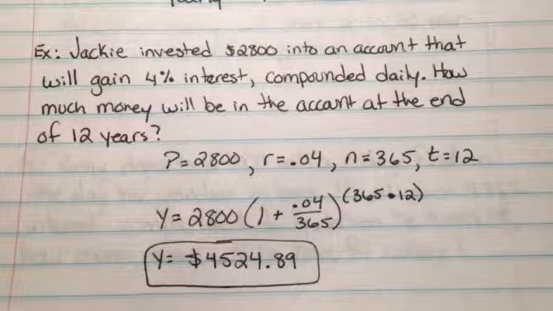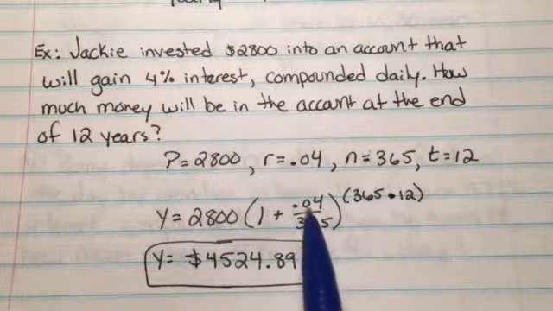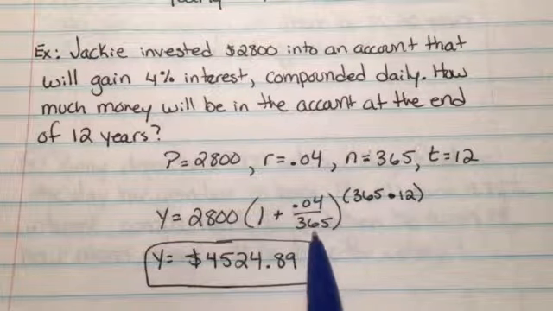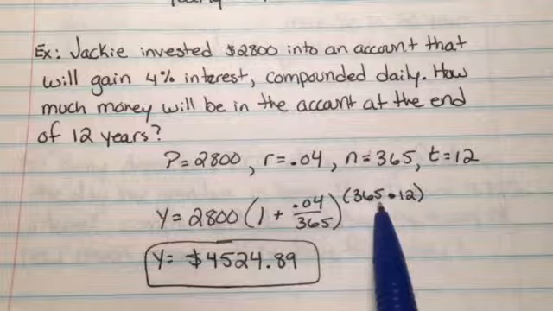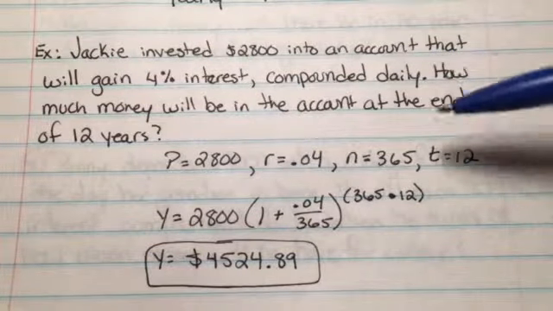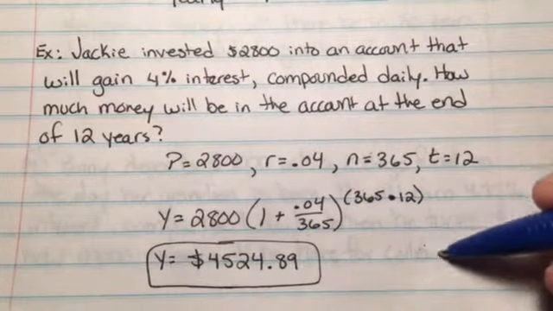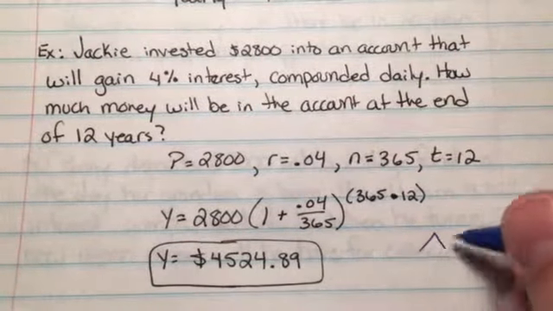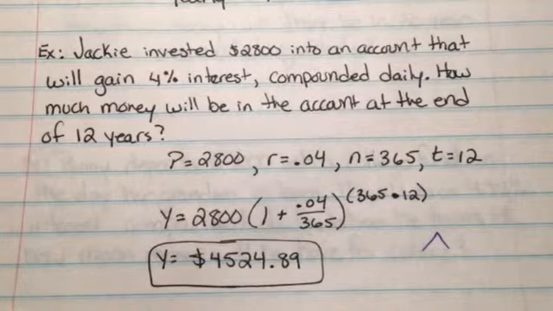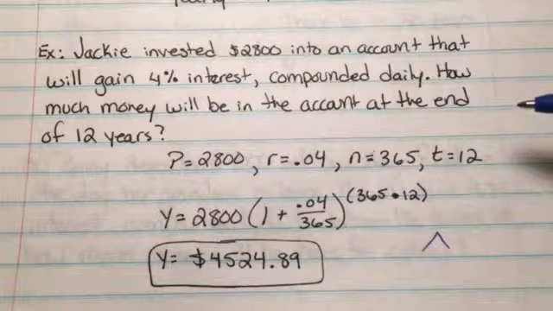So plug everything in where it belongs. The P, the R, the N, and then raise to the power of N times T. When you guys do this in the calculator, make sure that when you use the caret key, remember that's that little triangle looking button, make sure that you're putting this in parentheses, which is why I wrote it out by hand that way.